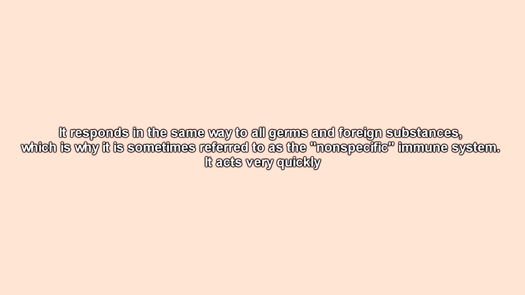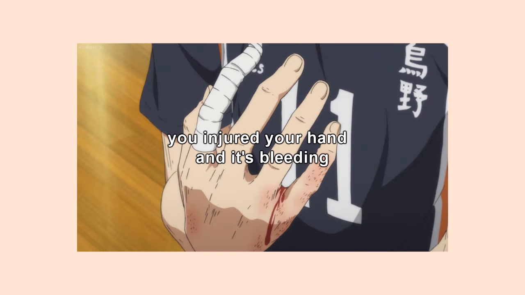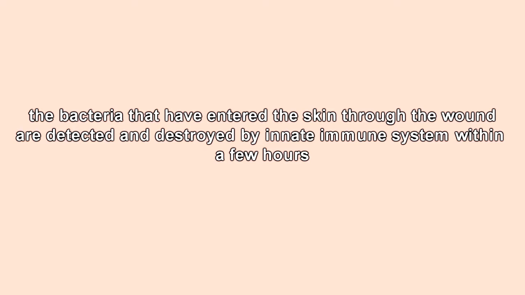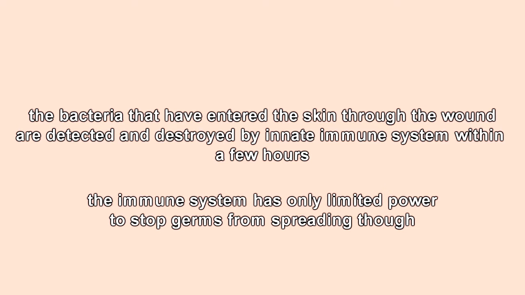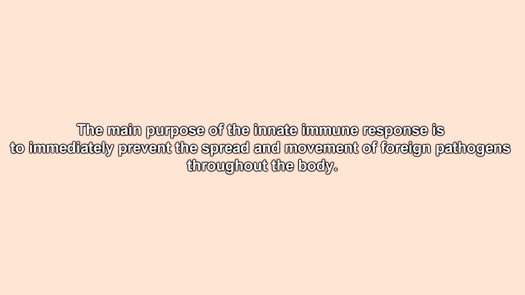It acts very quickly. For example, you injured your hand and it's bleeding. Bacteria that have entered the skin through the wound are detected and destroyed by the innate immune system within a few hours. The immune system has only limited power to stop germs from spreading though. And that is the main purpose. The main purpose of the innate immune response is to immediately prevent the spread and movement of foreign pathogens throughout the body.